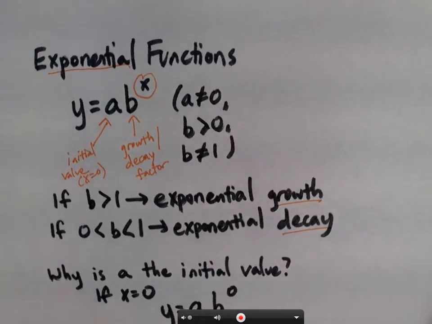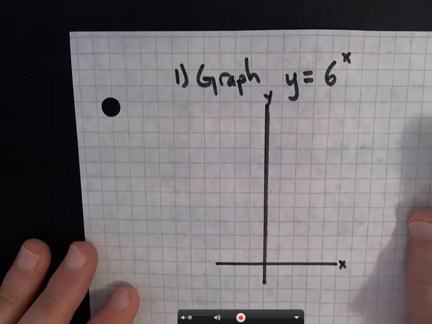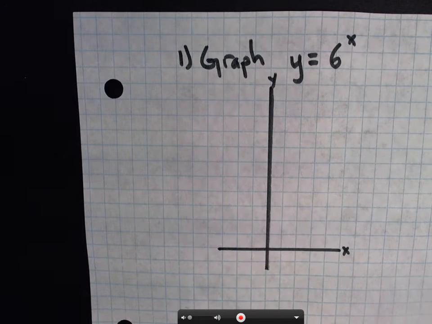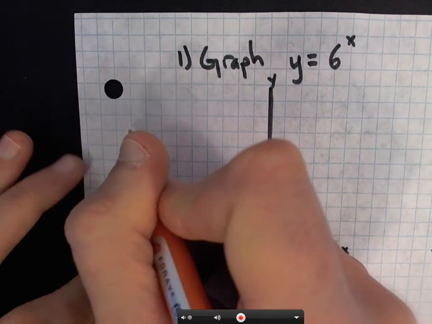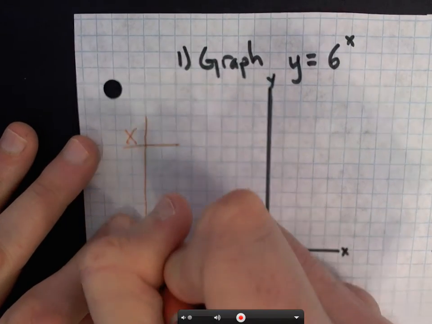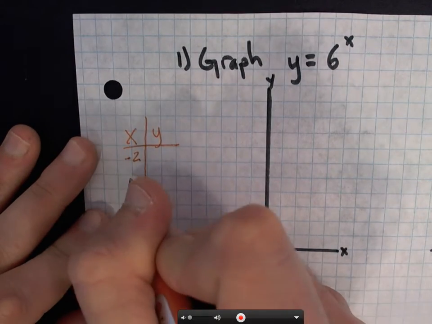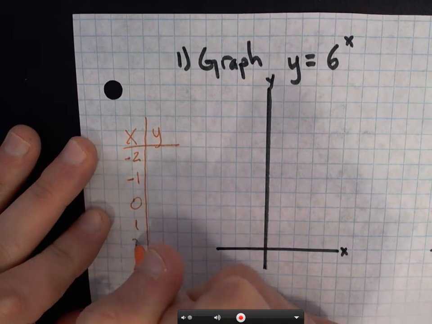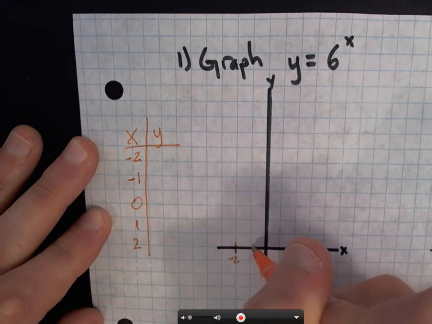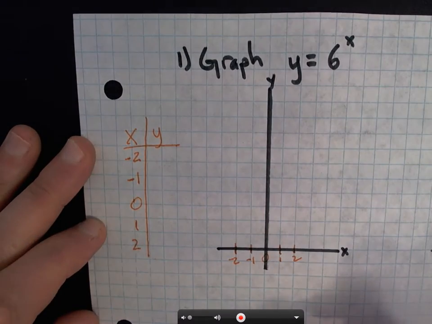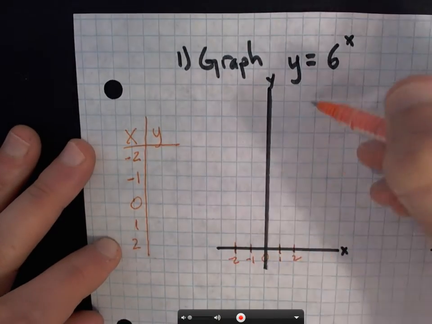All right, so let's do a couple of graphs then. Start off here, y equals 6 to the x. And the easiest way that we're going to do these is just with a t-chart. So let's make a t-chart with some values like -2, -1, 0, 1, and 2 for x. I'm going to hold off labeling my y's because I'm not sure how high these guys can go. They can jump up high really quick.